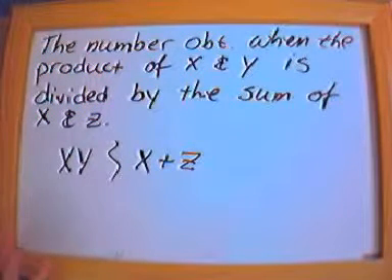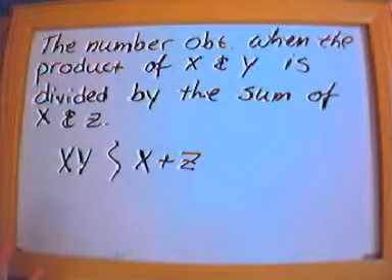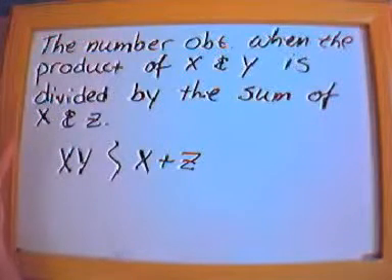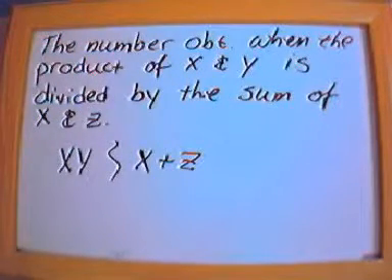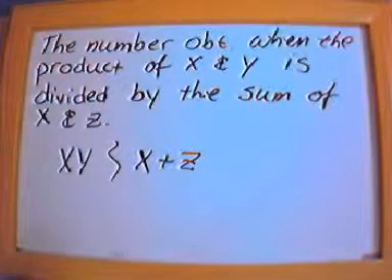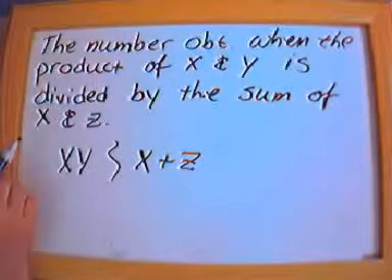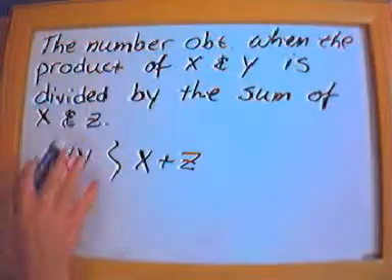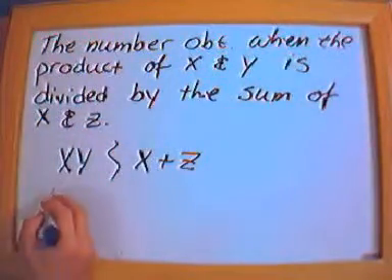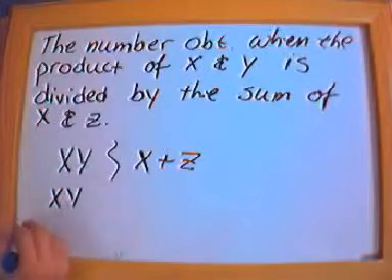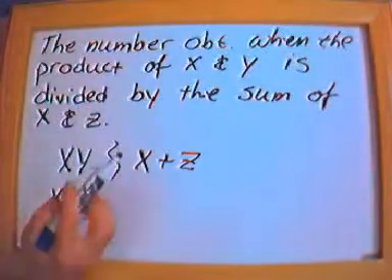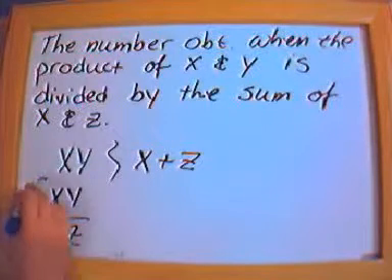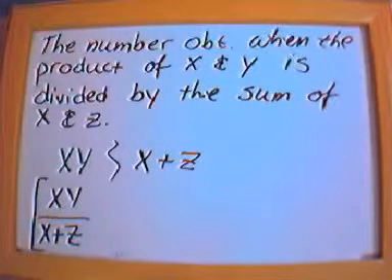And then the problem says that I'm going to be getting the number obtained when the product of x and y is divided by the sum of x and z. So I have this term x and y being divided by the sum of x and z. So it's going to look like x times y, which is this big term they talk about here, divided by this term on the bottom, x plus z, all as one whole unit. And that's what the answer is going to be.